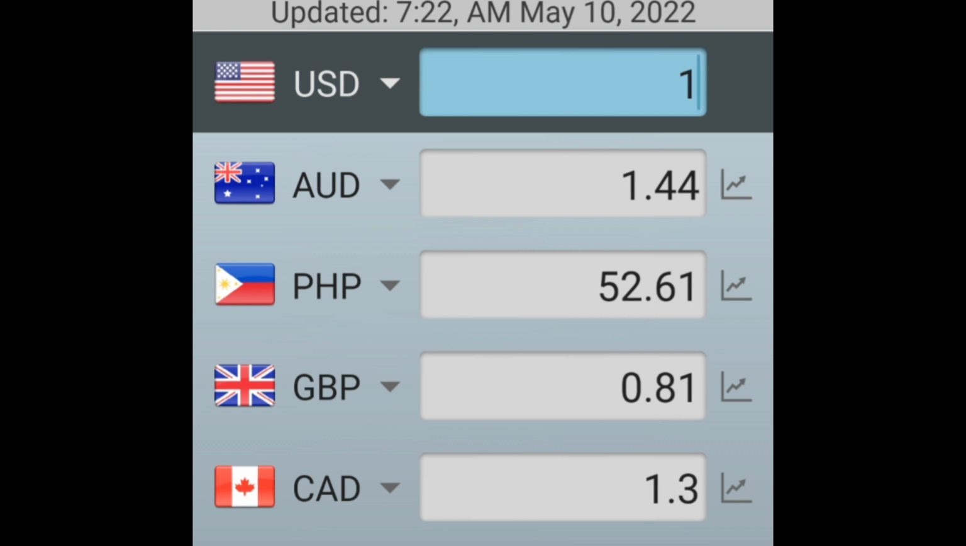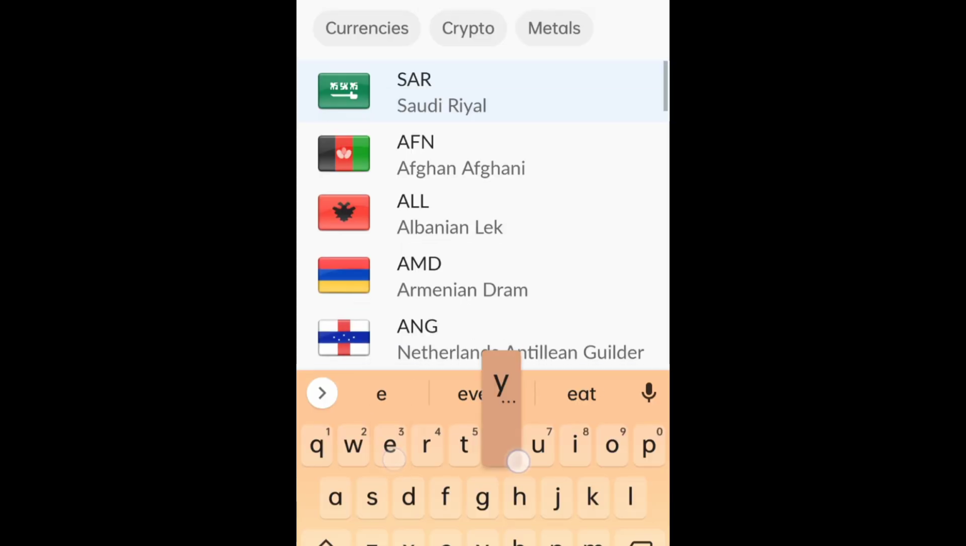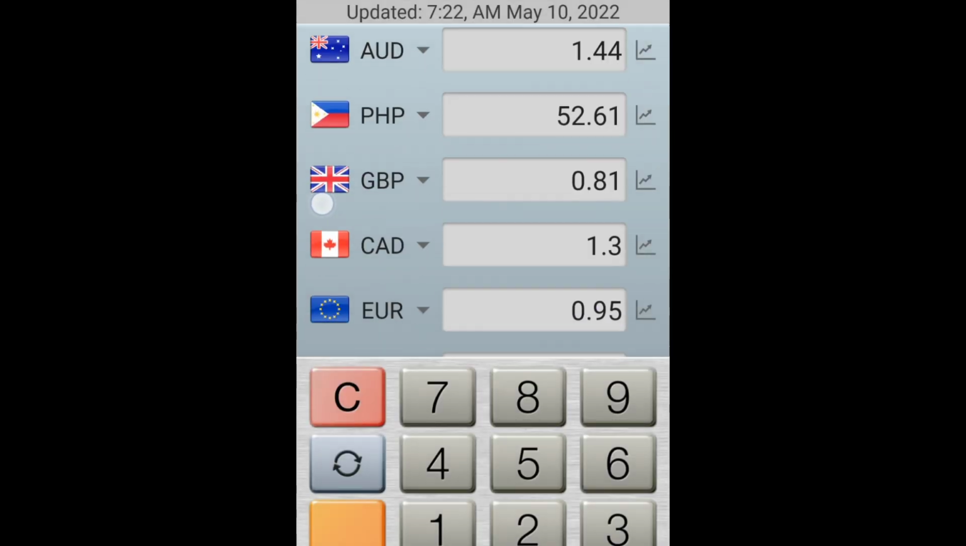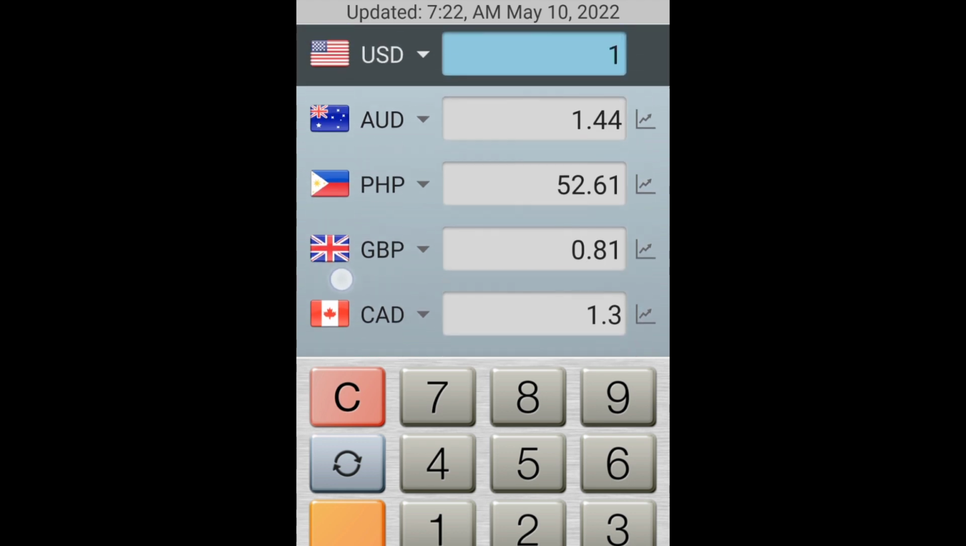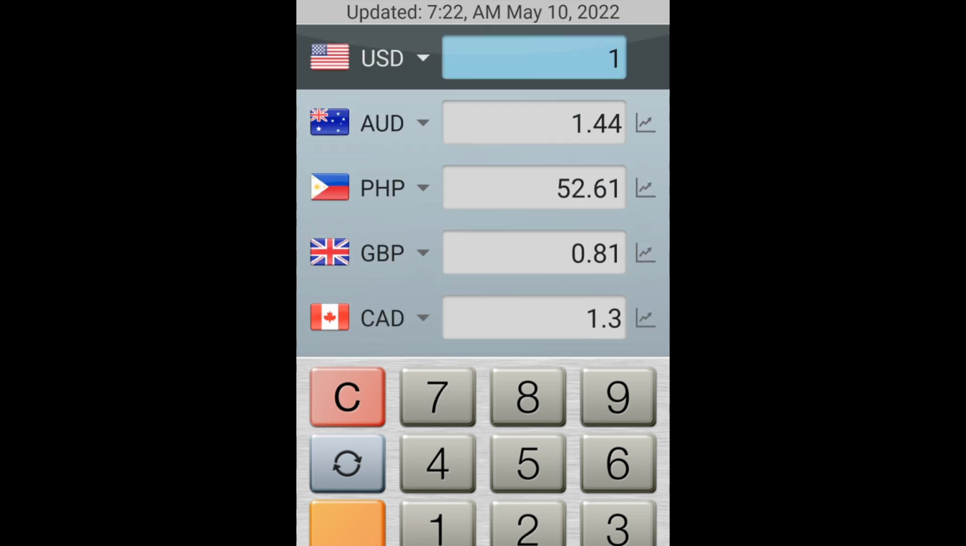US dollar to British pound conversion. 1 US dollar is equivalent to 0.81 British pound. US dollar to Canadian dollar conversion. 1 US dollar is equivalent to 1.3 Canadian dollar. 1 US dollar to euro conversion. 1 US dollar is equivalent to 0.95 euro.